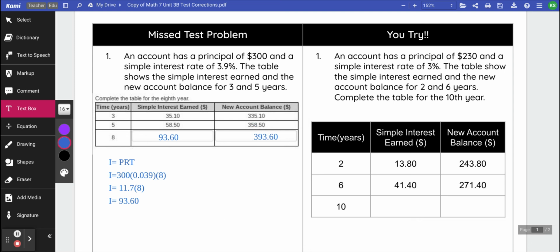So now you're going to do the you try problem for number 1 that is extremely similar to this one. So complete that and then move on to the next.